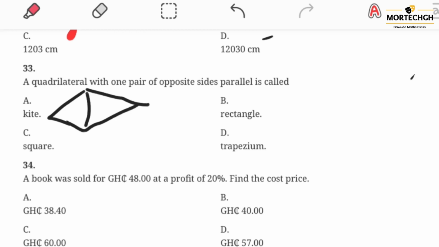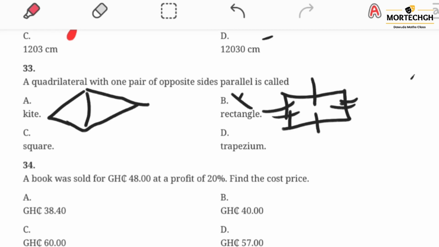Let's consider rectangle. They are all four-sided figures. With rectangles, they have two pairs of parallel sides, so it also disqualifies. So A and B are wrong. Let's consider C. It's the same thing as the rectangle, but this time the square has all sides equal, and it has two pairs that are parallel instead of one pair. These two lines are parallel, they do not meet.